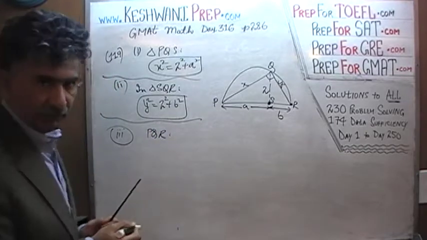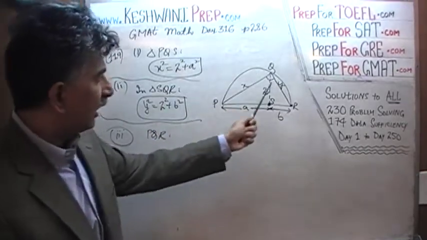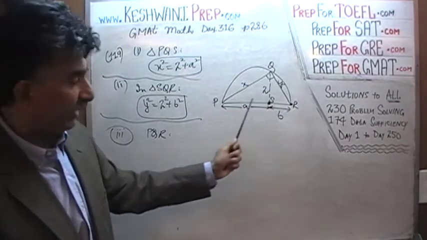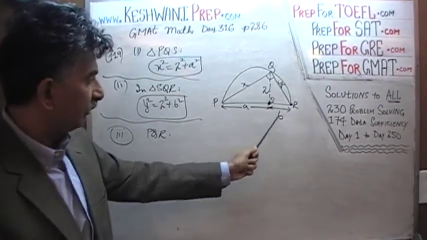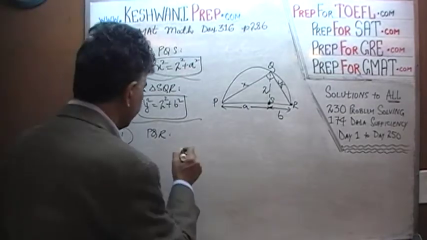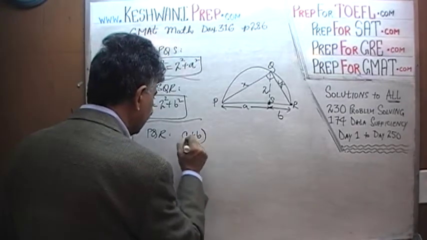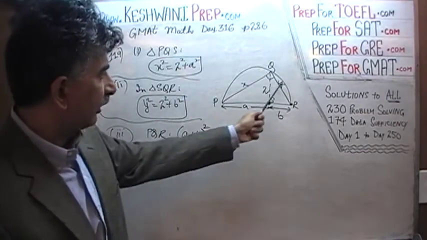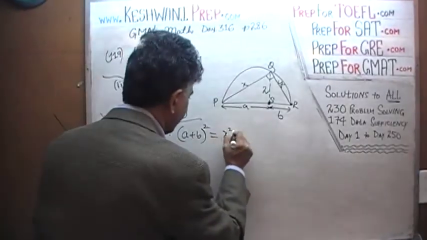PQR. And let's see what happens. In the triangle PQR, this is a 90 degree angle, and therefore P to R is the hypotenuse, which is going to be A plus B. So A plus B whole squared, the hypotenuse squared, would have to equal X squared plus Y squared.